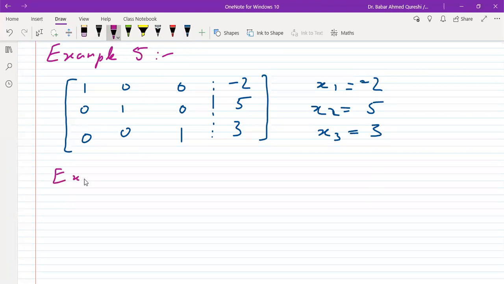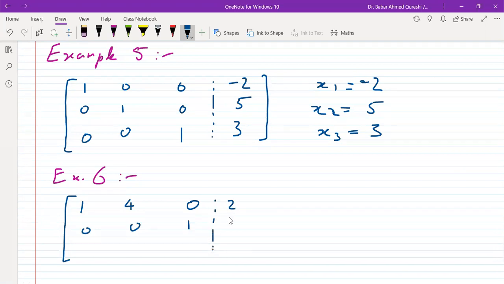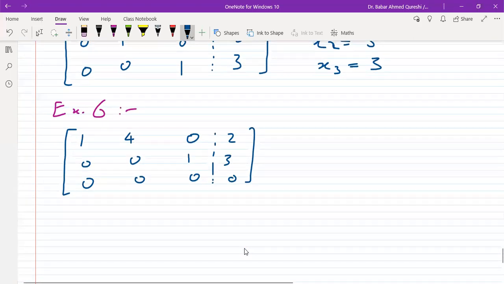So example 6. Again, I'm giving you a matrix in reduced echelon form. This time it's 1, 4, 0, 0, 0, 1, 2, 3, 0, 0, 0, 0. x1, x2 and x3. What are their values?